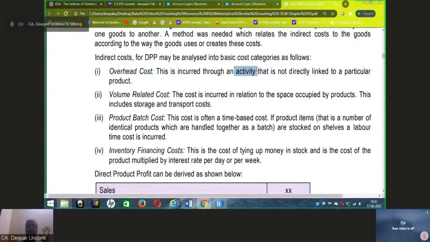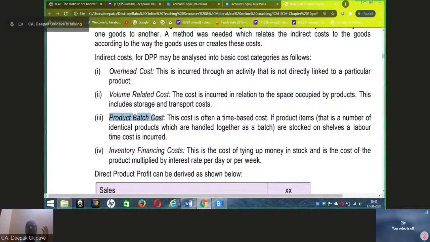Bifurcation is done. Right? Volume related cost. Cost is incurred in relation to the space occupied by the product, typically the storage and transportation cost. Storage cost mainly, space occupied by the product. That is the volume related basis, bifurcation of overhead.